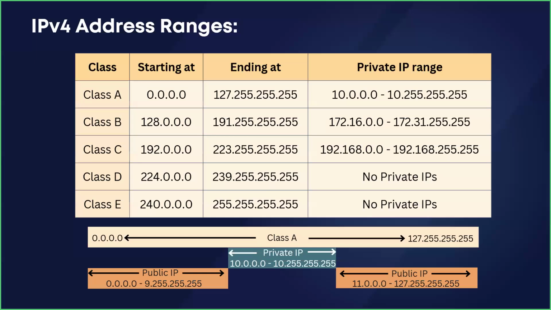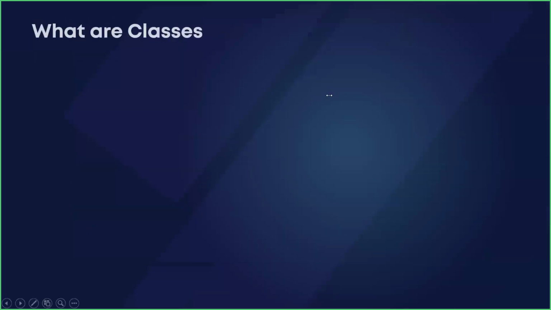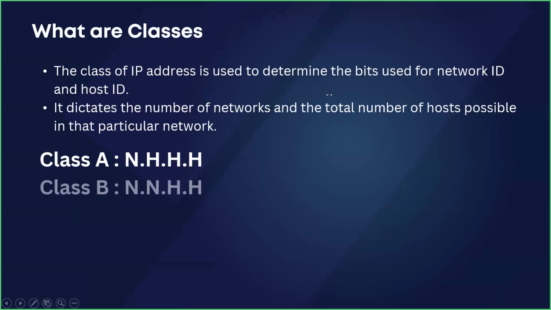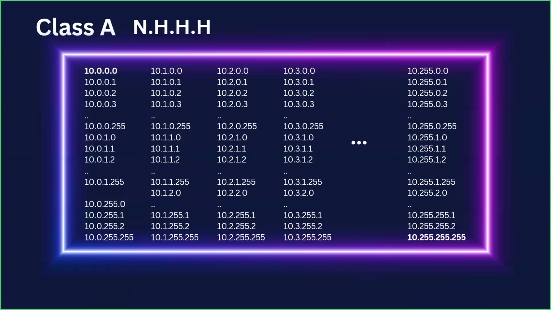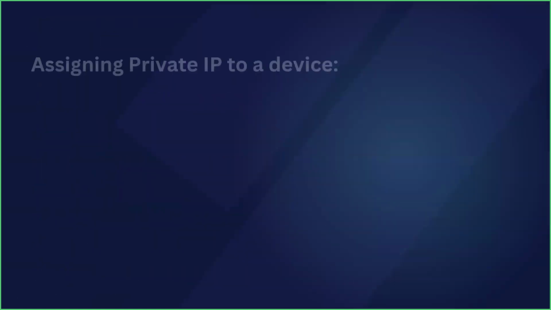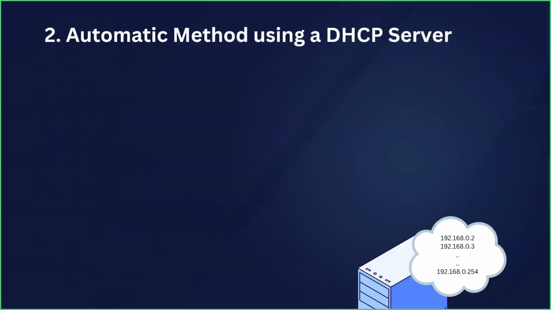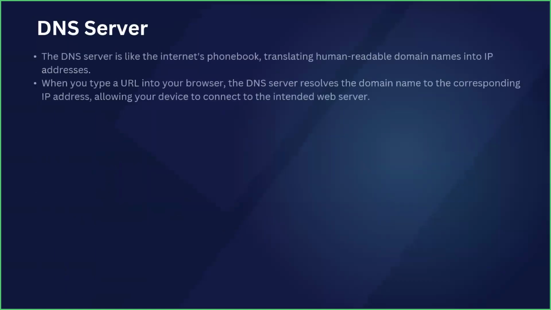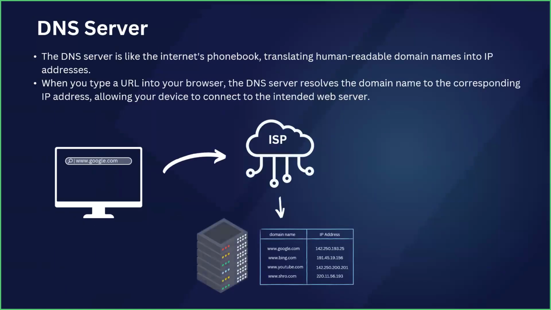Tomorrow we'll discuss classes. What are classes? What's class A? What's class B? What's class C? Why are they relevant? Why do we have 5 separate classes? What's the necessity of them? And what are some important protocols? What's subnet mask? What is a DHCP server? What's a DNS server? We'll talk about all this in the next session, guys.